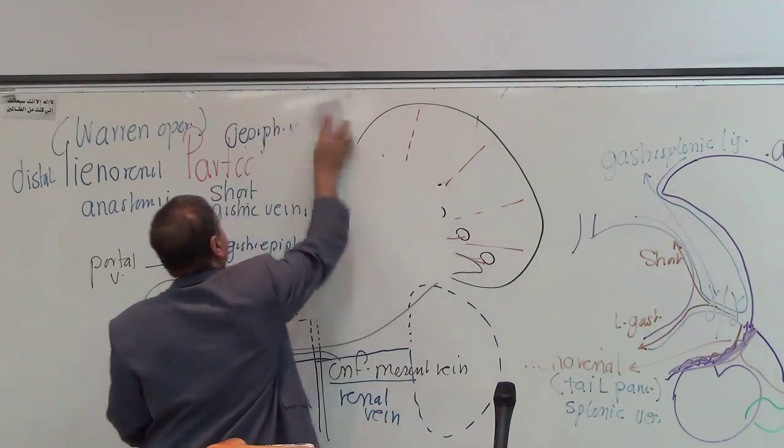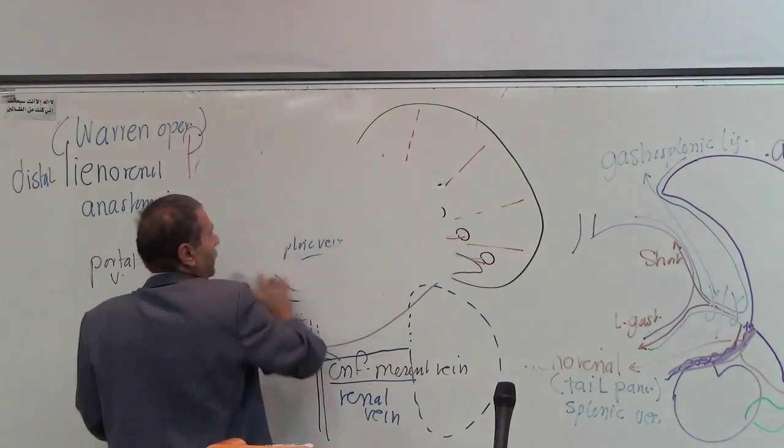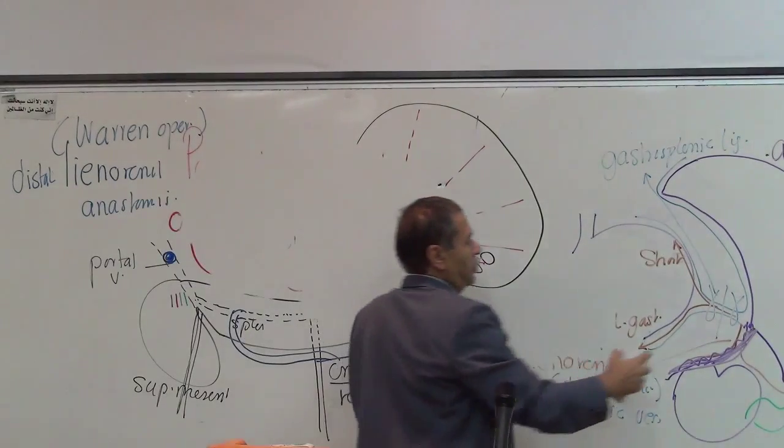The splenic artery and the splenic vein reach the spleen via the lienorenal ligament.